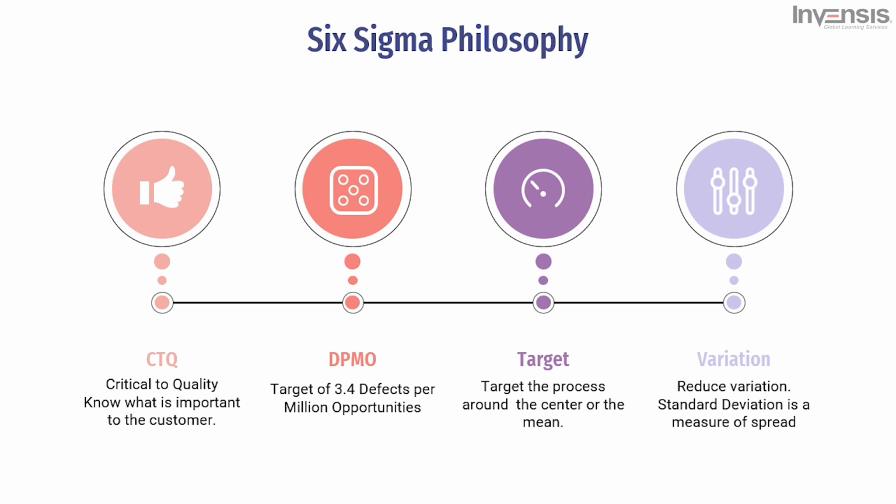Your target would be at the mean, the center, and you will try to minimize variation. Anything will have variation, but in Six Sigma your attempt is to have minimal variation. How do you minimize your variation in the process? So that you deliver consistent products or consistent services to your customer. So these are a few basic philosophies on which Six Sigma stands.